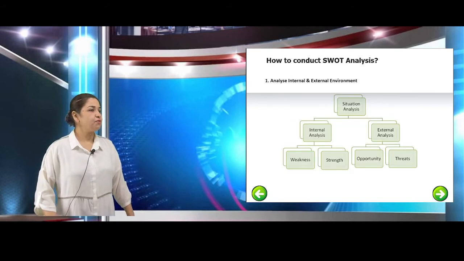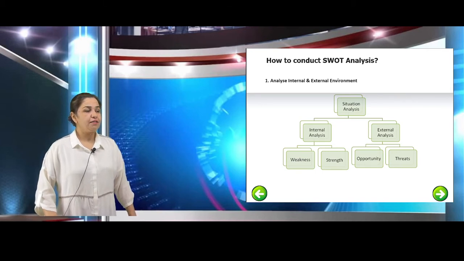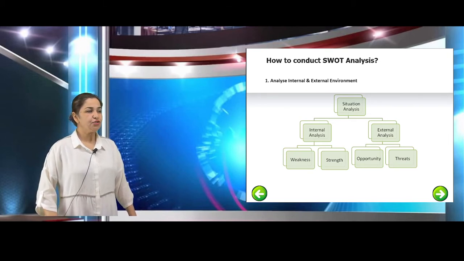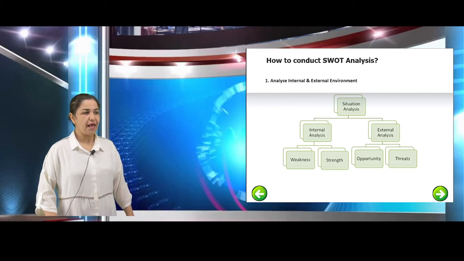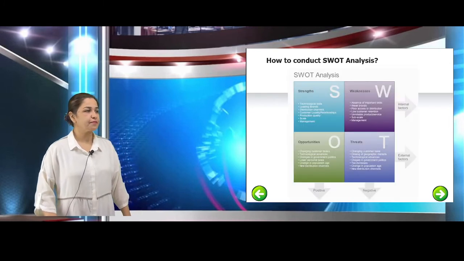How to conduct SWOT analysis? The first one is the company should learn the situation of the analysis. Internal, what are these internal and external effects? Internal analysis covers the weaknesses of the company and strengths of the company. External analysis covers opportunities and threats.